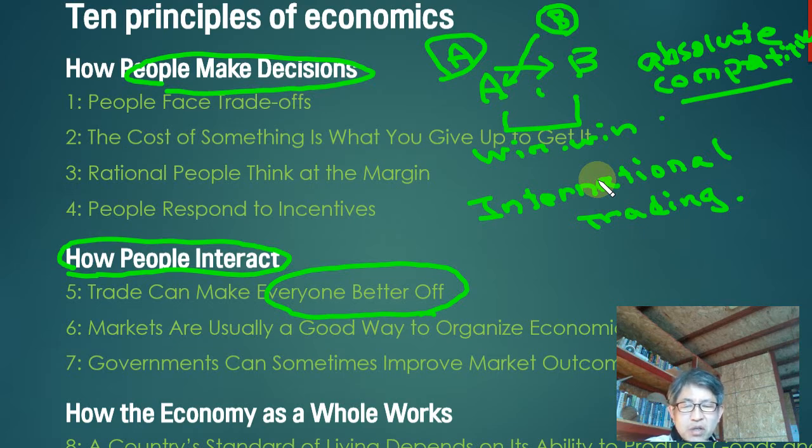Okay, so this is one of the big economic principles we have to keep in mind. Later on we will have another chapter, international trading and economy, the relations, as I told you right now. We will have a more detailed example and a more theoretical approach regarding this one to prove that trade can make everybody better off. Okay, and next.